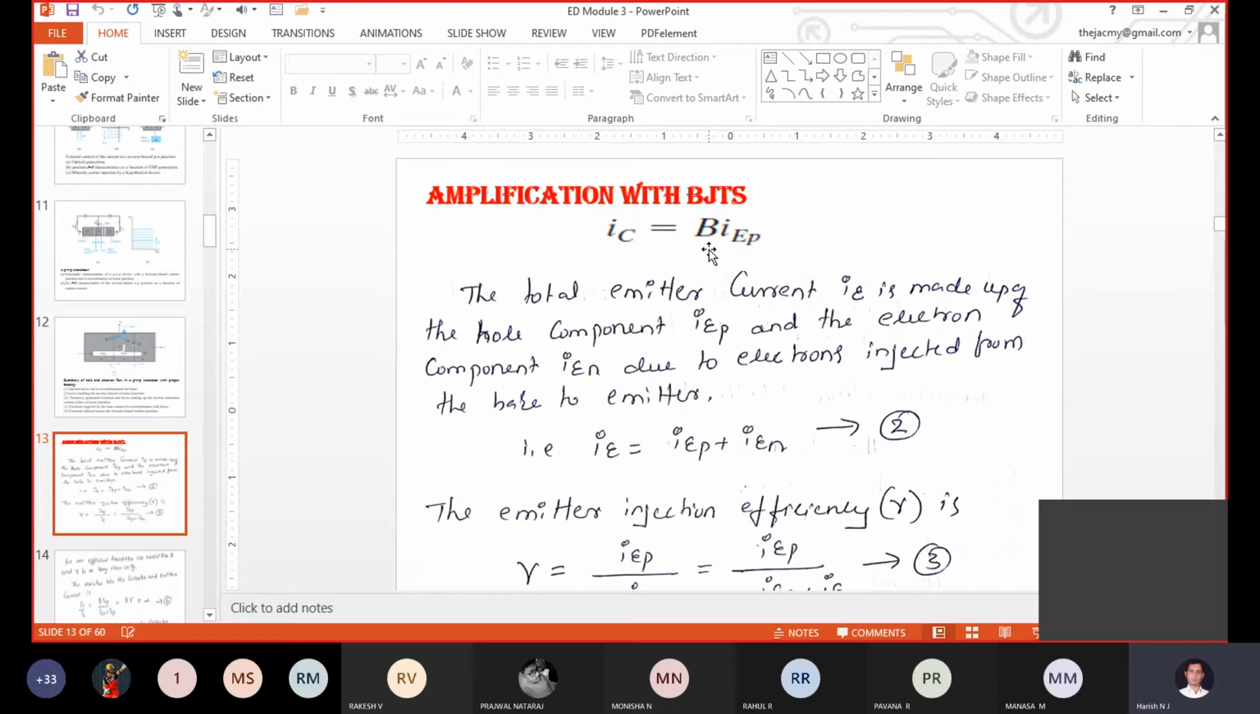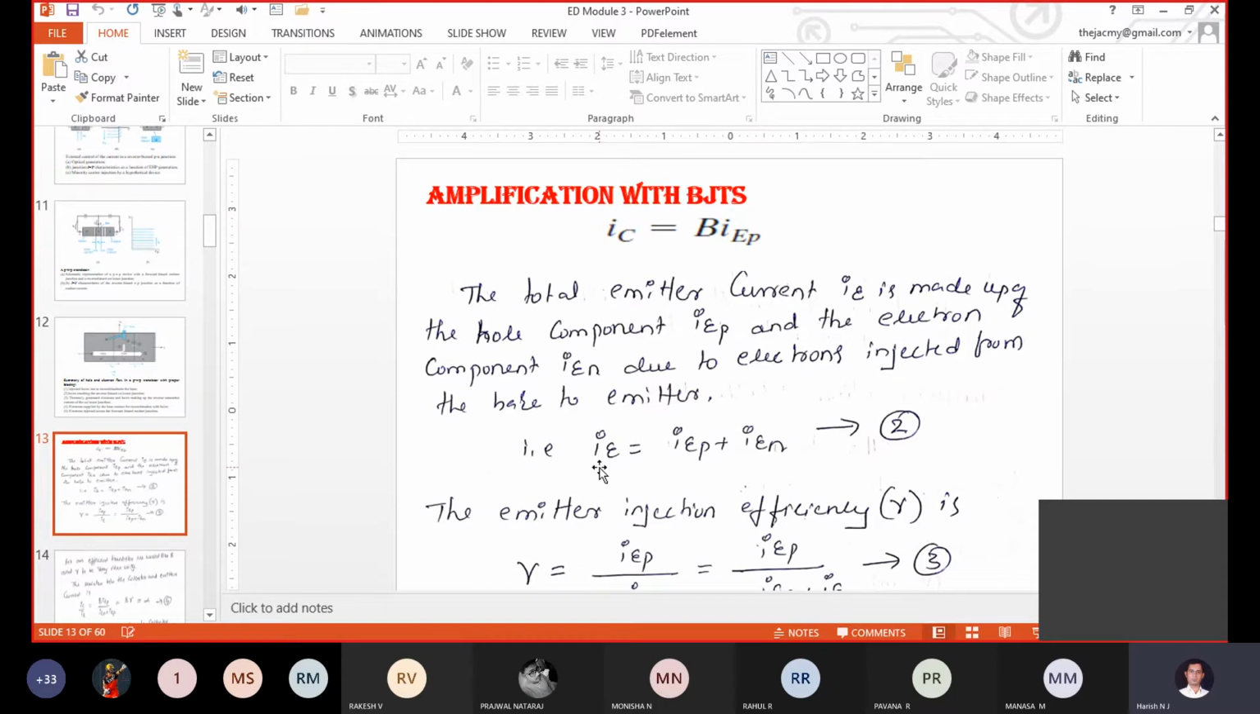For a well designed transistor, B will be equal to 1. When B equals 1, the above equation becomes IC equal to IEP. That means the collector current is the same as the emitter current. Is it clear? That is the meaning of equation number 1. Next, coming to equation number 2.